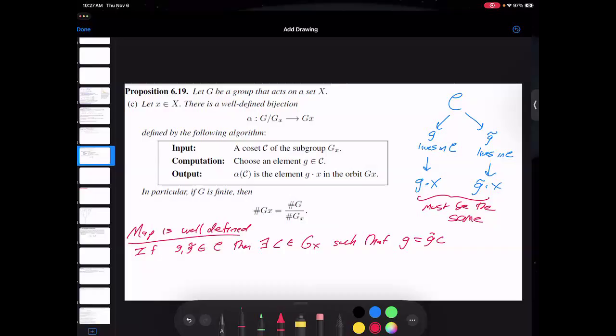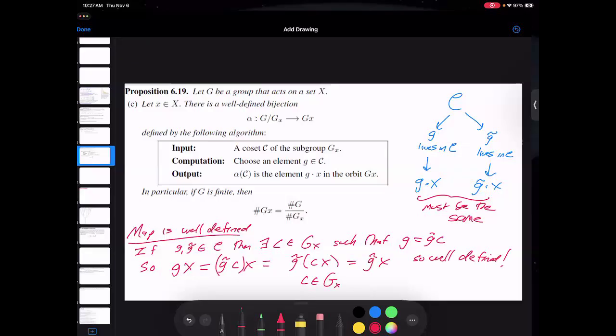So if they're in the same coset, they have to differ by some element in the stabilizer G sub X. So g acting on X is the same as g tilde c acting on X. But by associativity, that's the same as g tilde (cX). But c is in the stabilizer of X. So since c is in the stabilizer of X, what is cX? It's just X. So it is well defined.